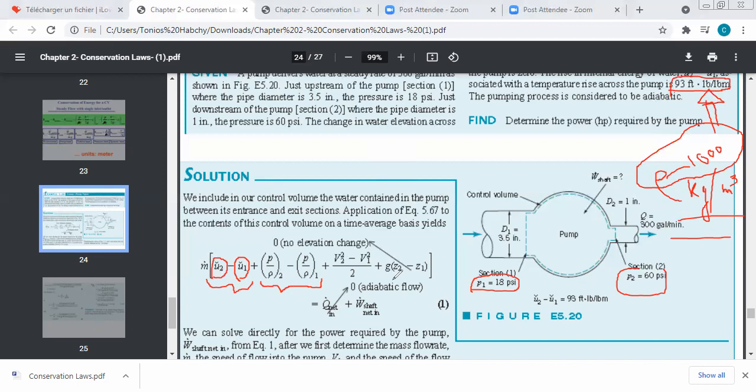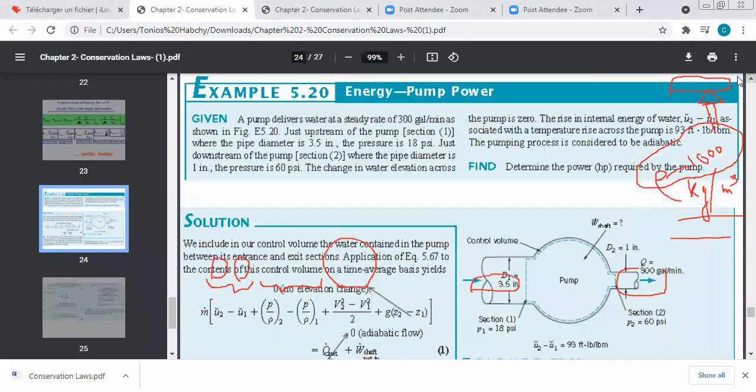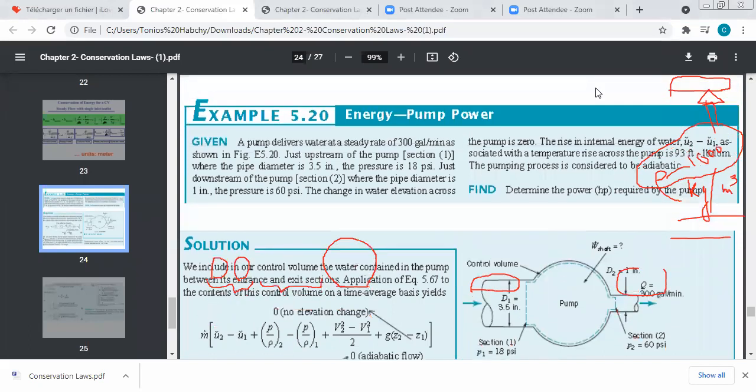So now, the second step is to continue with the terms. I have V2 square over 2 minus V1 square over 2. What about velocities? Do I know anything about velocities? I go back to the given. They gave me a very important piece of information, which is the rate. I have the rate.